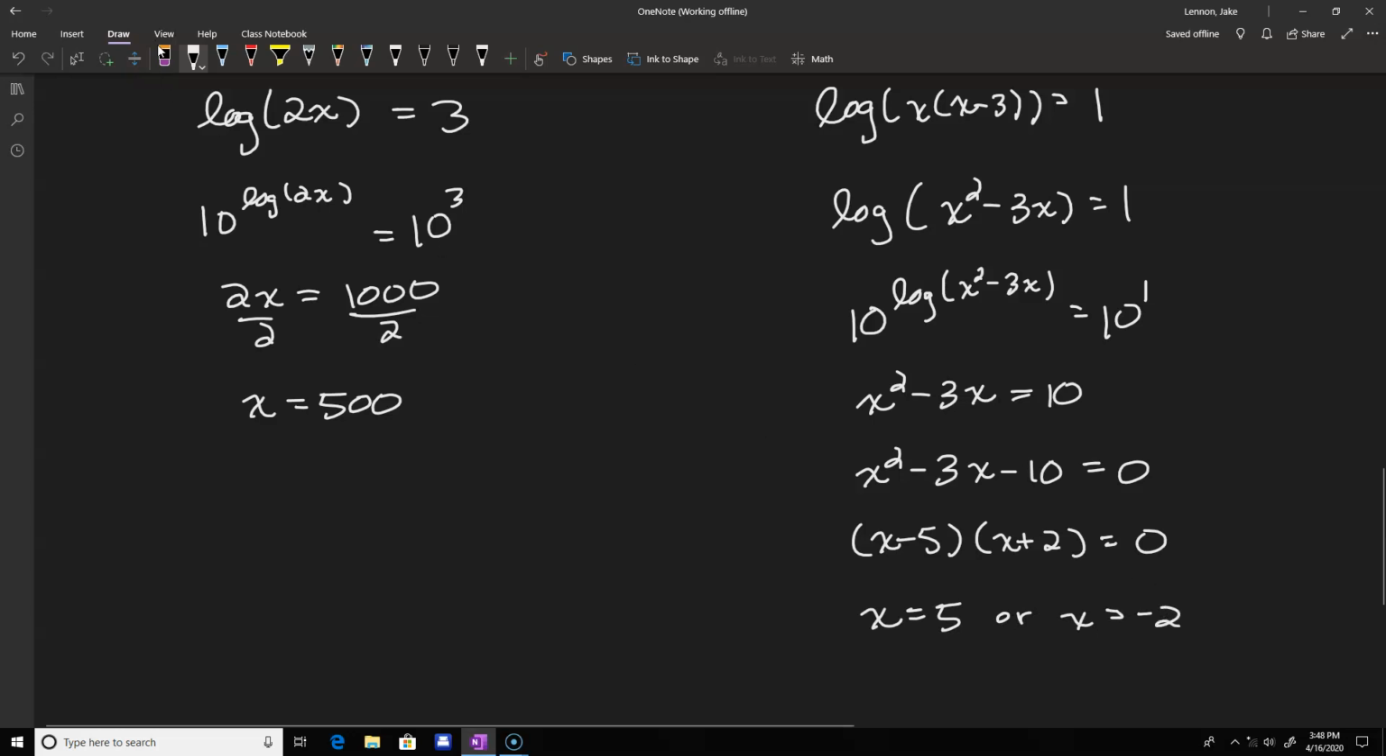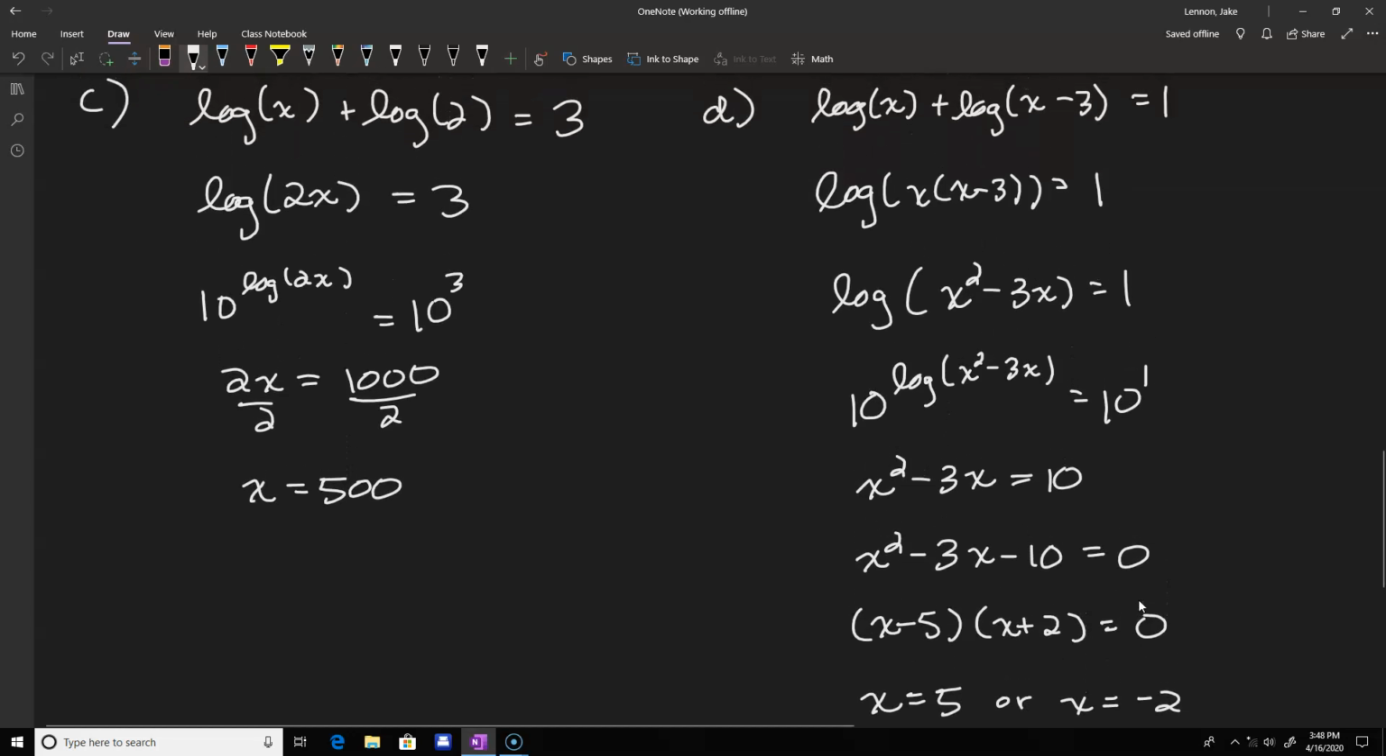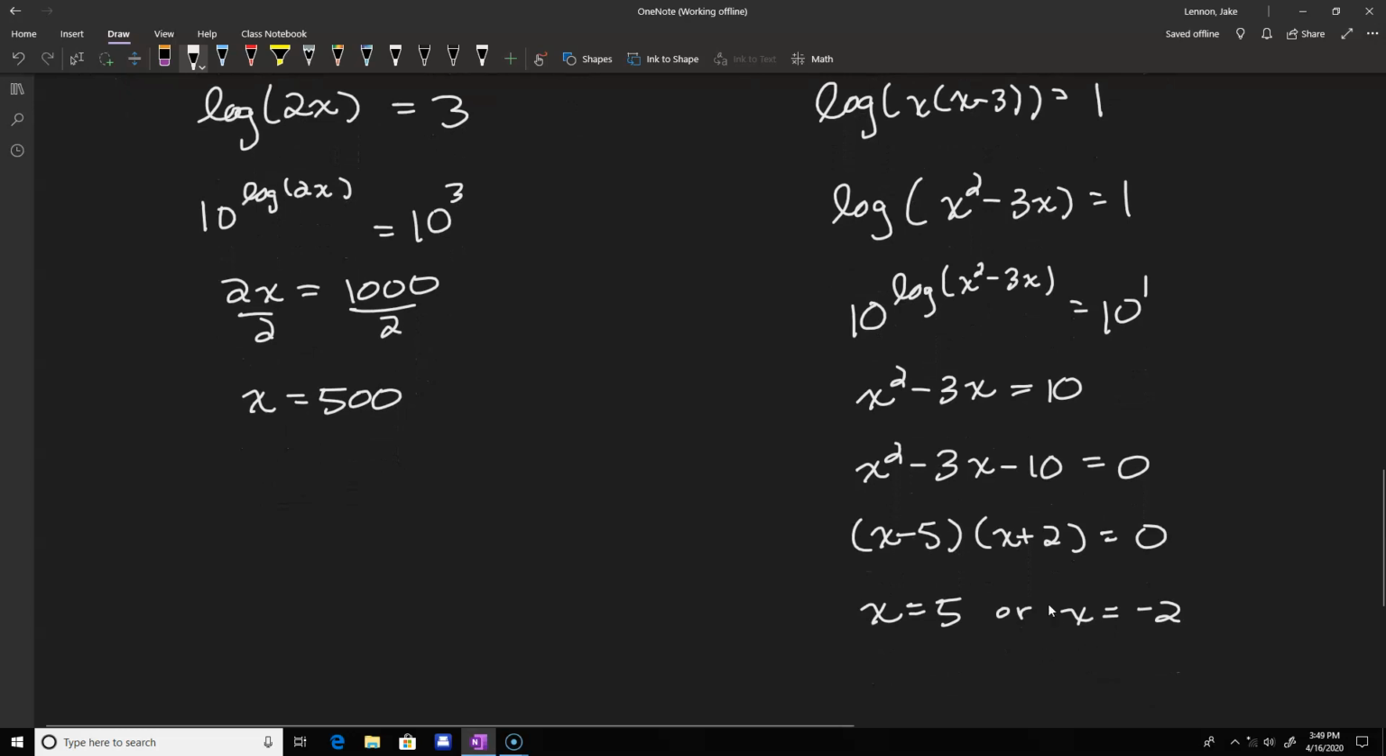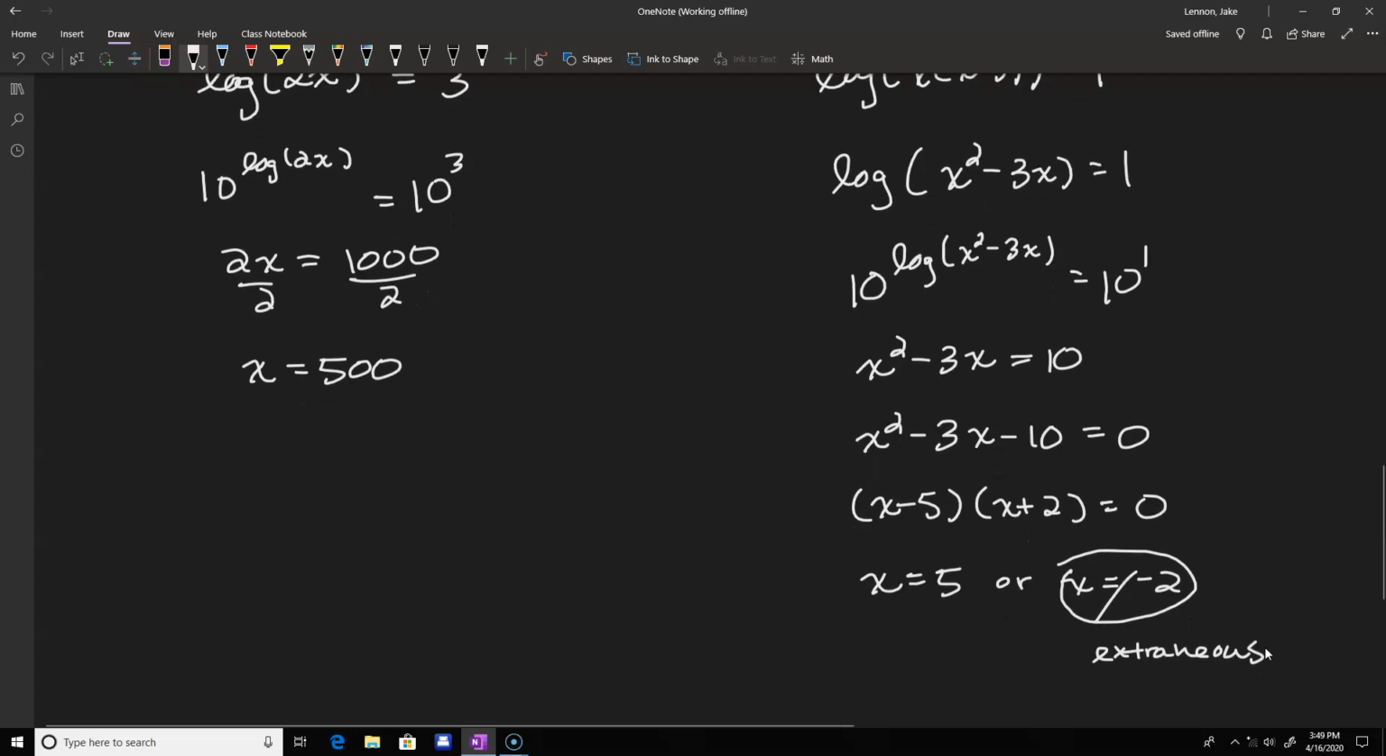Now the thing about that is, when we have these type of situations, we really want to check them to be sure that they make sense in the original equation, because remember, the domain of the original log is only positive numbers. So if you look at log of x plus log of x minus 3, if you plug in negative 2, you end up with the log of negative 2 plus the log of negative 5 equals 1, and the domain of the log is only positive values. So this is not a real solution. This is an extraneous solution. So our only actual solution to this problem is x equals 5.